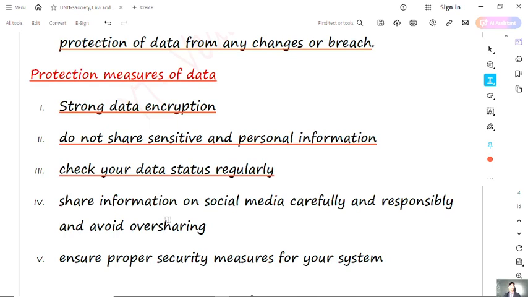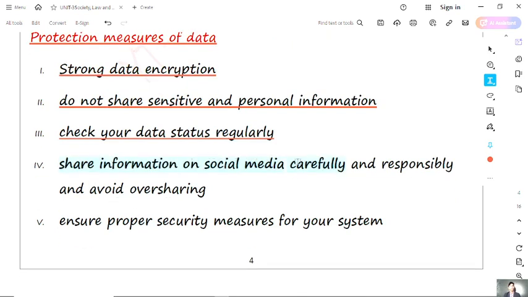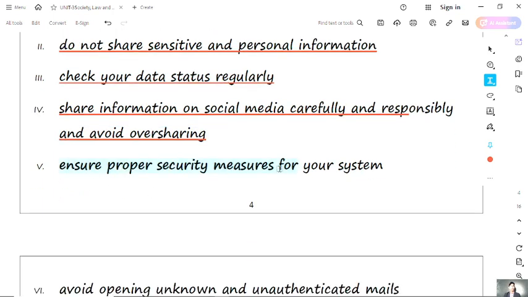We should check the data status regularly and share information on social media carefully and responsibly to avoid oversharing. We should not share too much information over social media. Next, ensure proper security measures for your system, where our system should be well secured, meaning antivirus should be there.